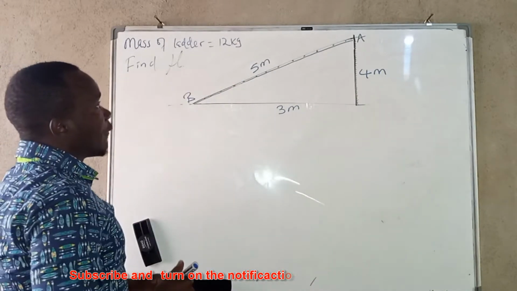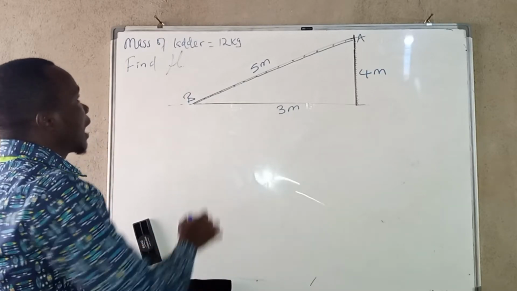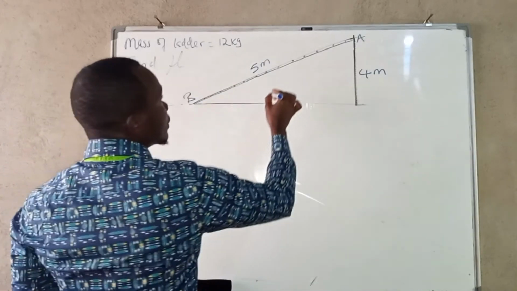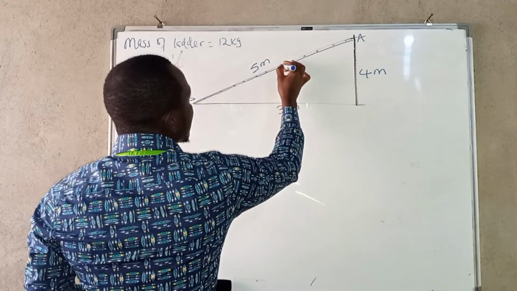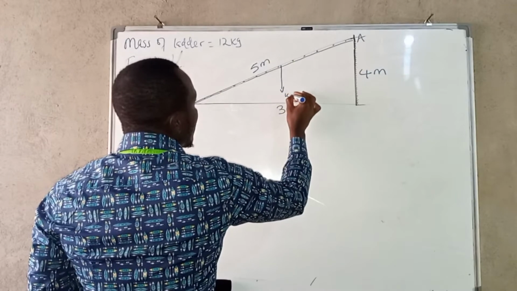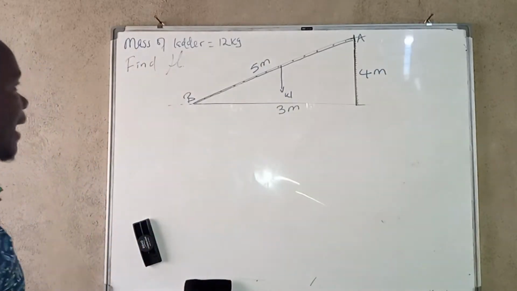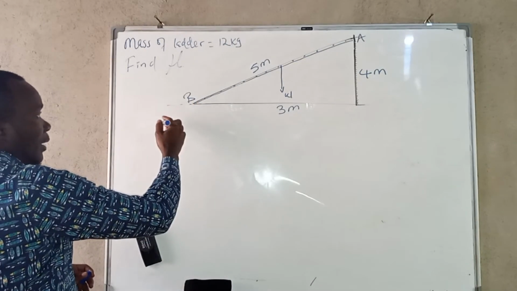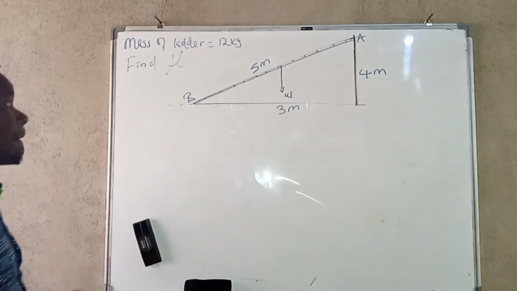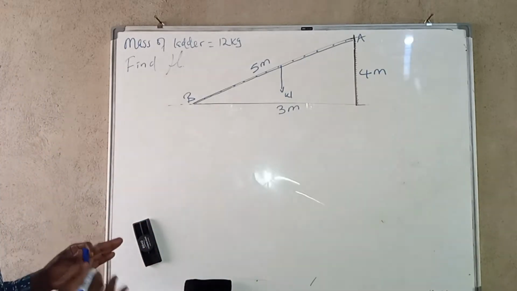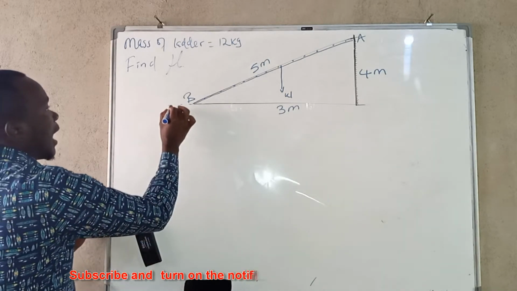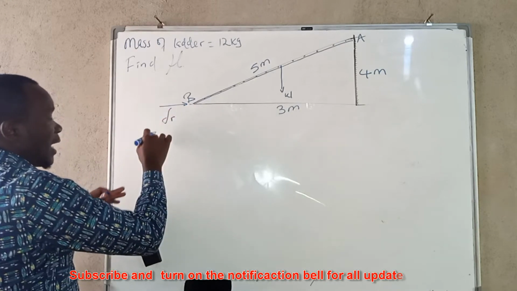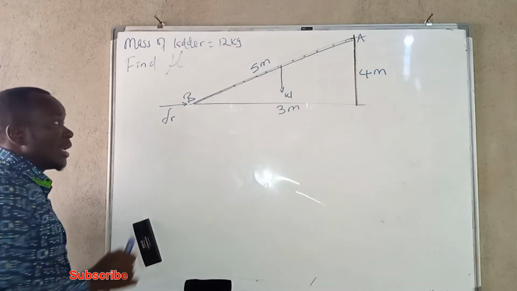Since this is a uniform ladder, the weight of the ladder is actually right in the middle. So here we have the weight of the ladder. And at the same time, since it is about to slip, there will be an opposing force that keeps it from slipping off, and this is the friction force. If it is coming in this direction, the friction force will act in the opposite direction.